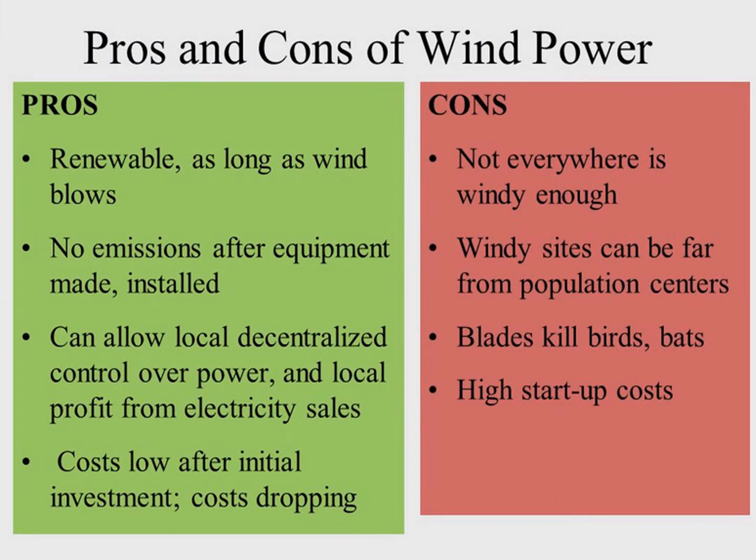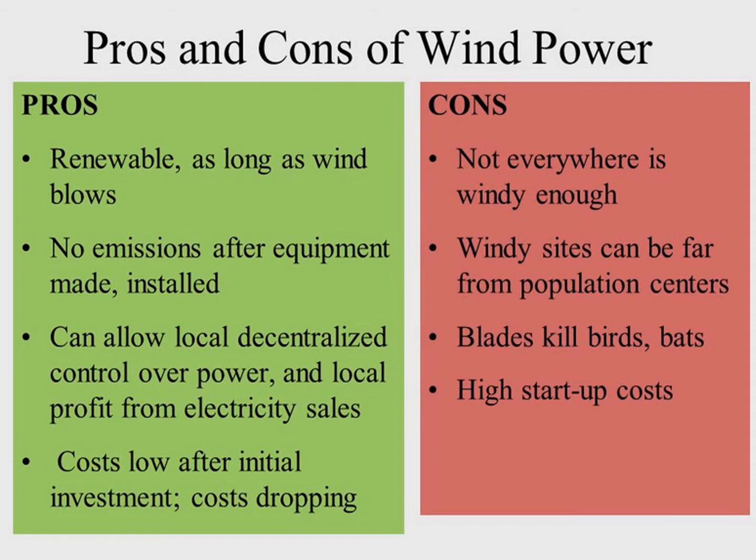What are some good things and bad things about wind power? Again, it is renewable as long as the wind is blowing. You do not have any greenhouse gas emissions from the operation of the equipment. Again, it allows you to kind of control your own electricity. And then the cost tends to be low after the initial investment of buying the turbine, which can be kind of pricey. The downside is that you just don't find wind everywhere, and it does have to be a relatively strong concentration of wind to get those turbines to move.